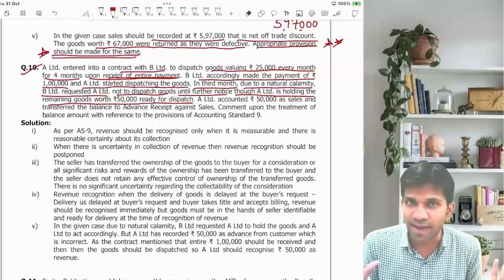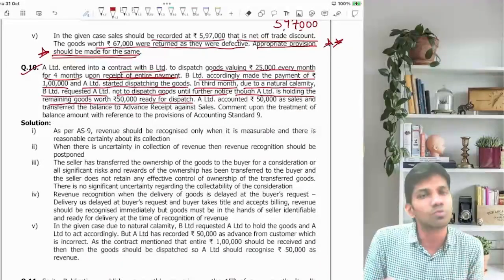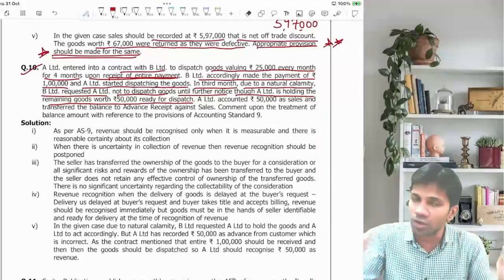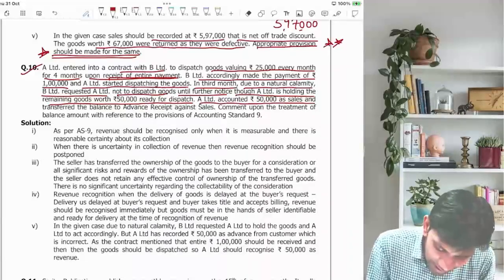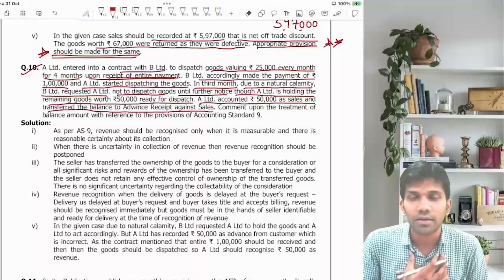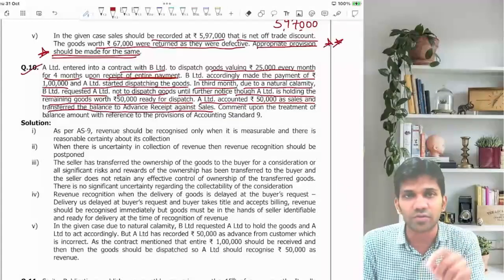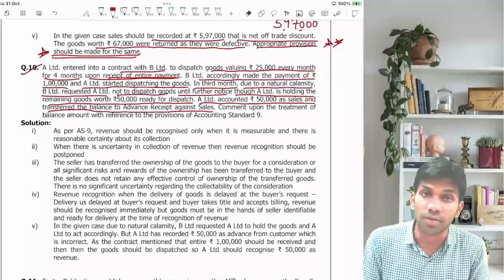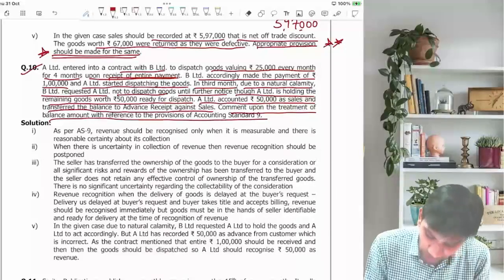So I am ready to dispatch in the 3rd month and the 4th month. But due to your advice or your request, I am holding the goods because some natural incident or accident took place at your office place or in your premises or in your area. A Limited accounted 50,000 as sales and transferred the balance to advance receipt against sales. So now what did A Limited do? A Limited is thinking that I have delivered goods for the first 2 months, 25,000, so I'll show 50,000 as sales and the balance 50,000 as advance from customer. Comment upon the treatment of balance amount with reference to relevant accounting standards.